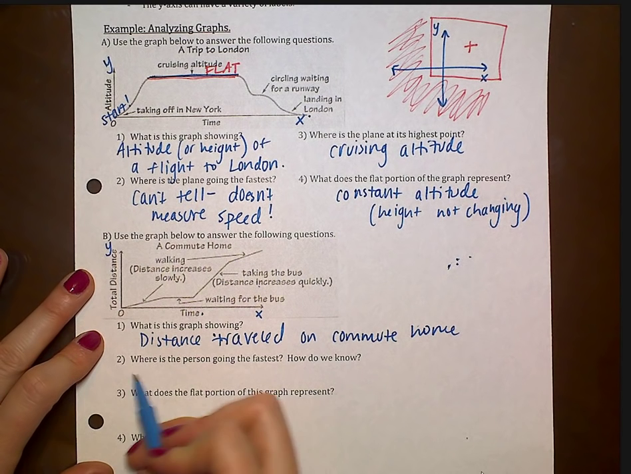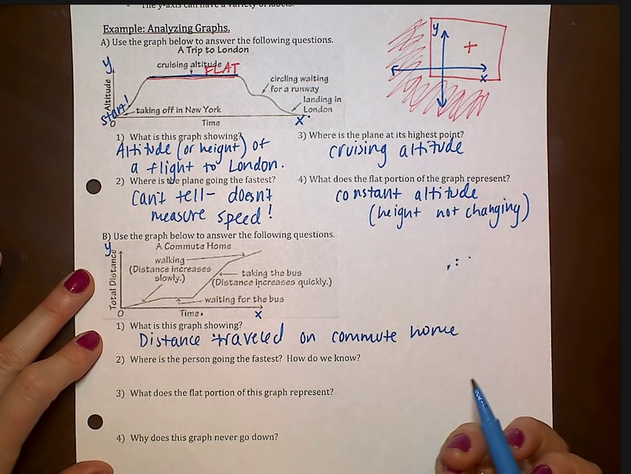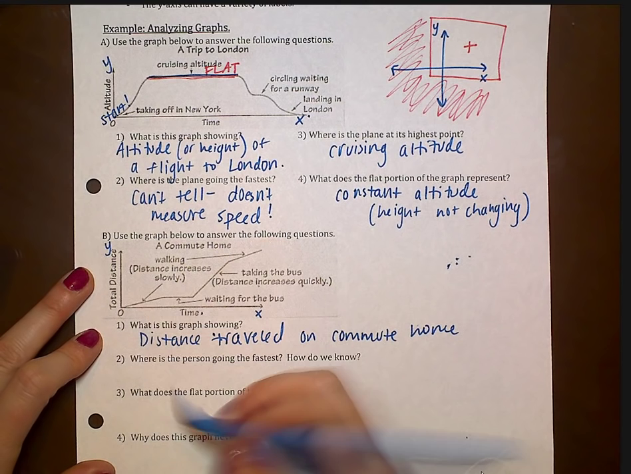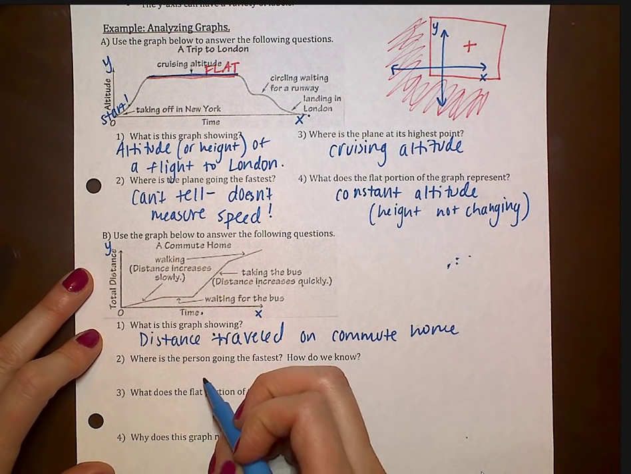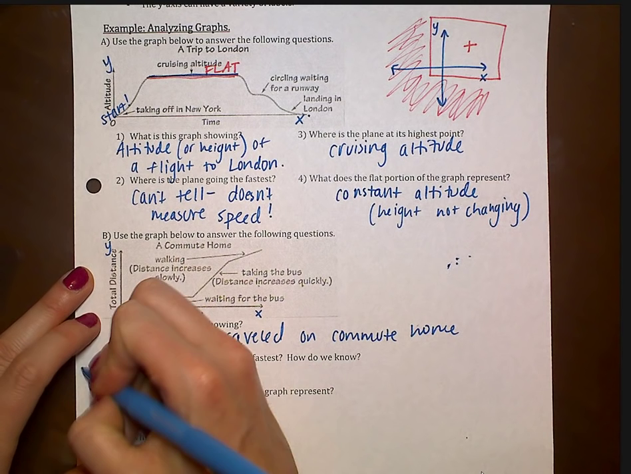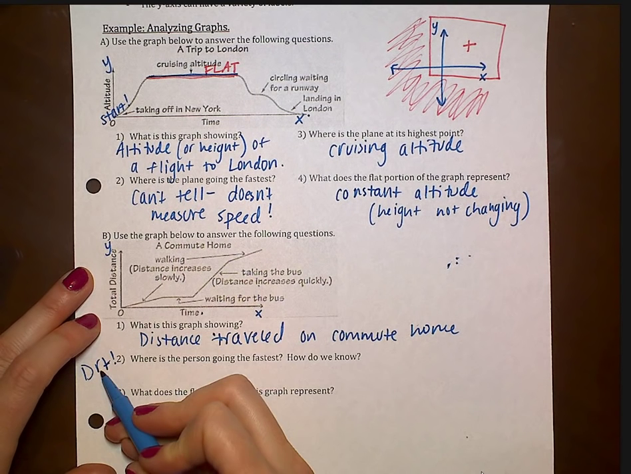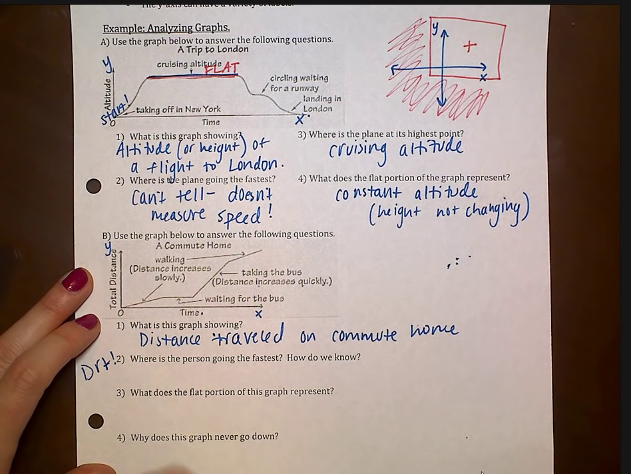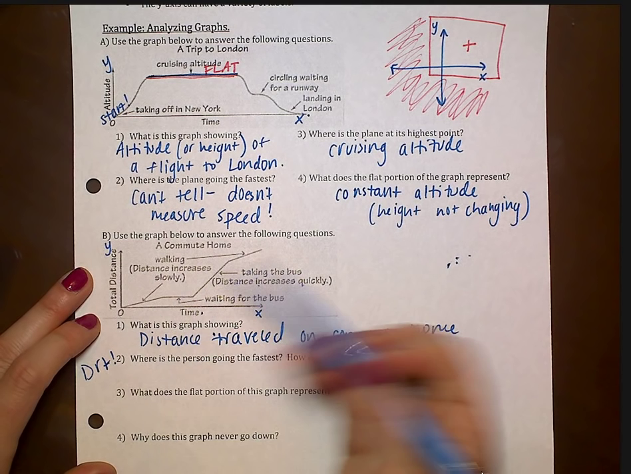So question 2 says, on this one, where's the person going the fastest, and how do we know that? Now, although this is not measuring speed, I can answer this question, because if you remember from Unit 1, distance, time, and speed, remember the dirt problems? How could we ever forget, right? Distance, speed, and time, or rate, those things are related. So I actually can answer this question. And if you look at the different parts, it even helps you do that.